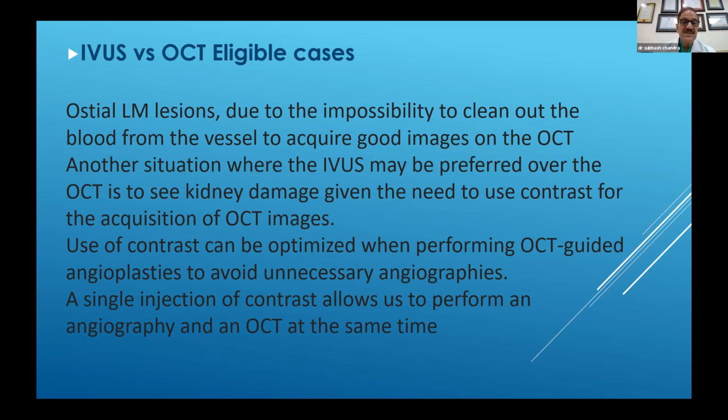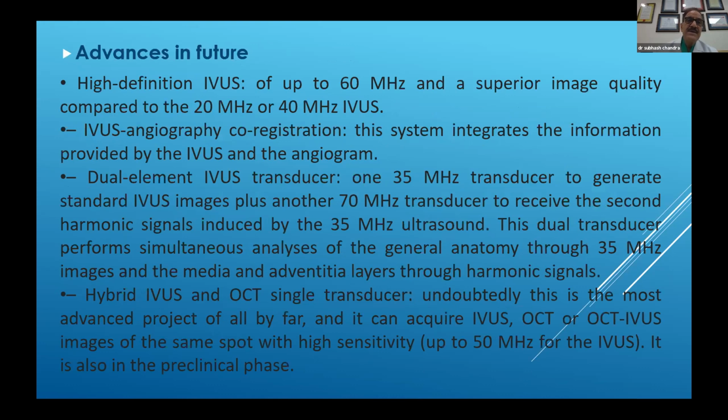And to overcome this, a single injection of contrast, which can capture both the angiography and the pictures, could be a way forward, or choosing an alternate medium to clear out the blood from the field. A lot of advances have happened on this front. IVUS has gone to now 60 megahertz, where it could give you pictures as clear as the OCT. IVUS angiography co-registration has also come into practice now, just like the OCT co-registrations.